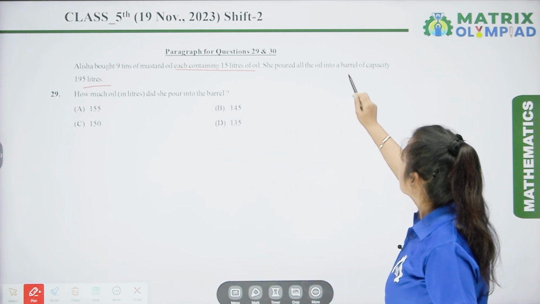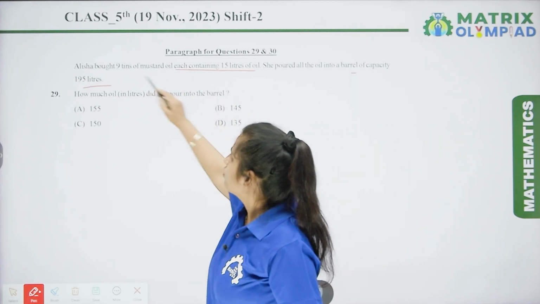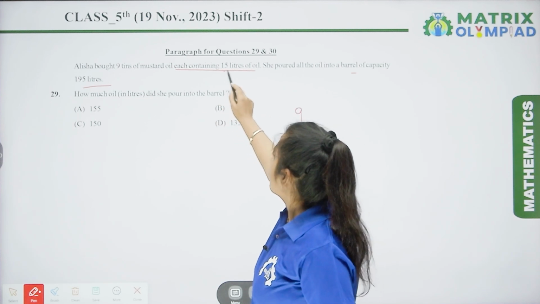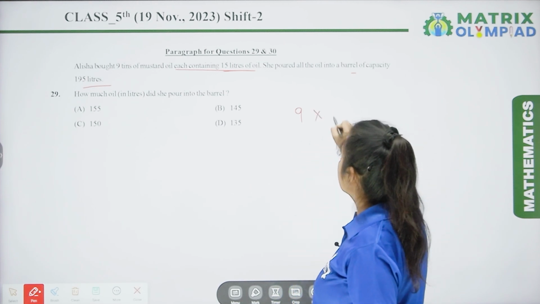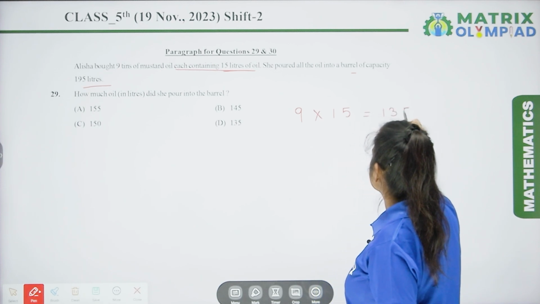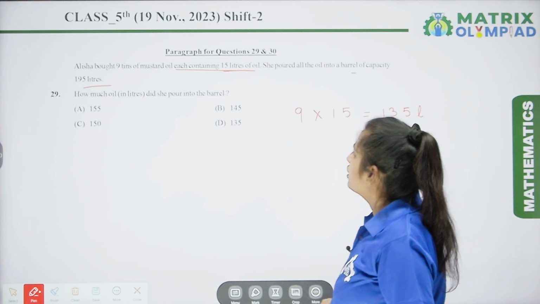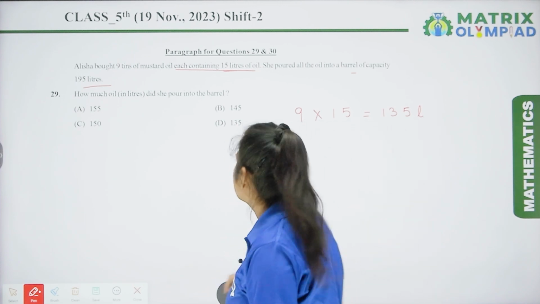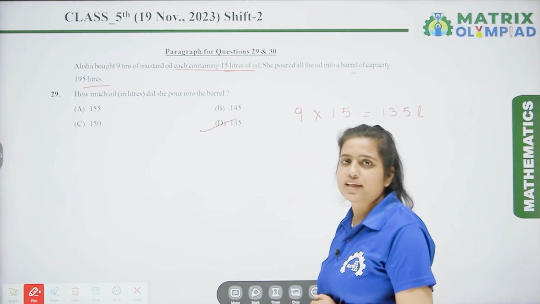So here we have to find out how much oil she poured. So total tins were 9 and in each tin the quantity of oil is 15 liters. So we are going to multiply 9 by 15. So we get 135 liters. So here the total oil she poured in the barrel is 135 liters. So here option D is the correct answer.